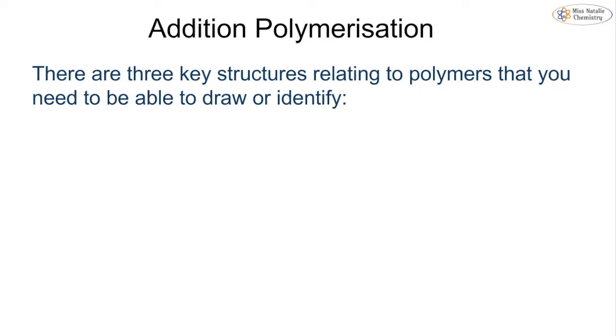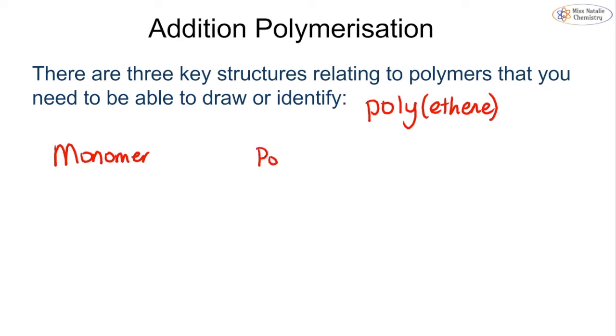Now there are three key structures relating to polymers that we need to be able to identify or be able to draw. And we'll look at an example in particular, and we're going to be looking at something called polyethene. And we'll go into a bit more detail about that in just a minute. But we have a monomer structure, we have the polymer structure, and then we have something known as the repeat unit. And the good thing about this topic is that these three structures are very, very similar. So they're very easy to relate to each other.